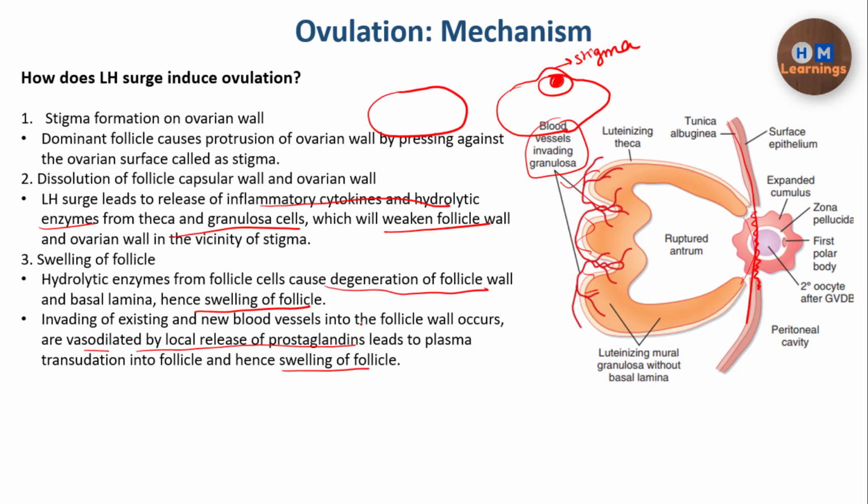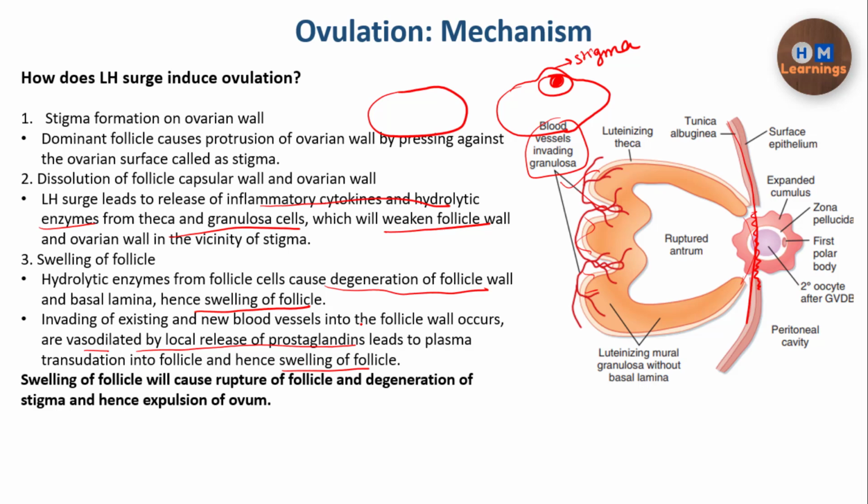So you understand that the oocyte is inside the follicle and the oocyte has to come outside the follicle. Inside the follicle there is an increase in the pressure by the fluid which has entered, and this is actually pushing the oocyte outside the follicle as well as outside the ovary. This is facilitated by the simultaneous dissolution of the ovarian wall and the follicular wall, and this is all being done by the LH surge. So ultimately the swelling of the follicle will cause a rupture of the follicle and degeneration of the stigma, and hence the ovum will come outside the ovary into the peritoneal cavity.